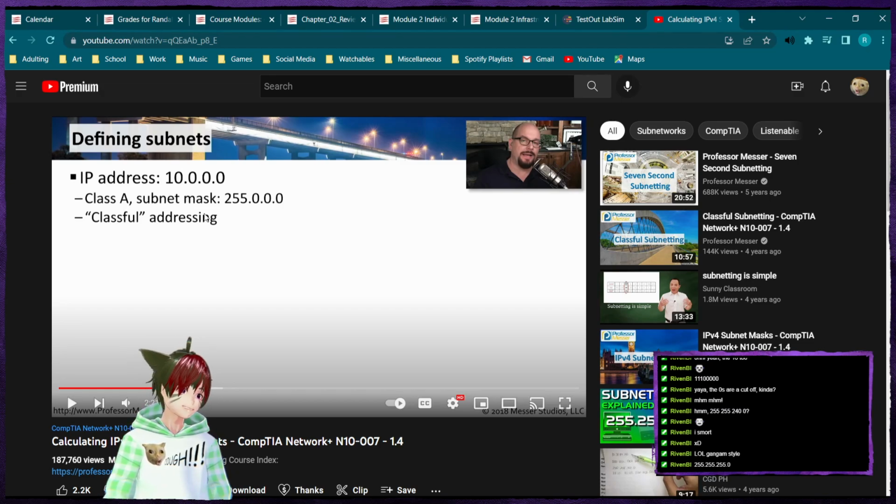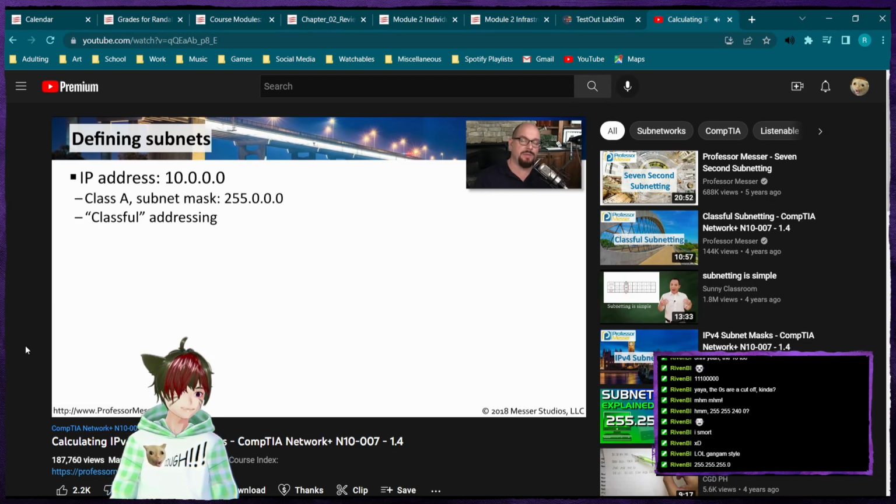So class alpha only looks at the first 8. So this whole section right here is class alpha. And then if it expands to 2 octets, that's class Bravo. And then 3 is class Charlie. I don't know if there is even a class Delta, because at that point you have no IP addresses to give out in a subnet mask like that.